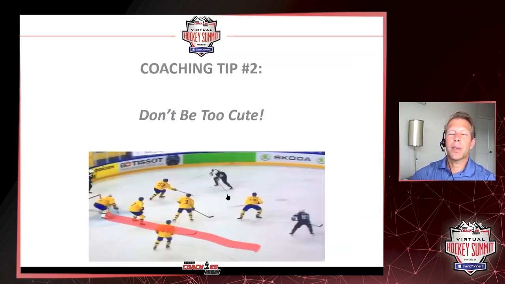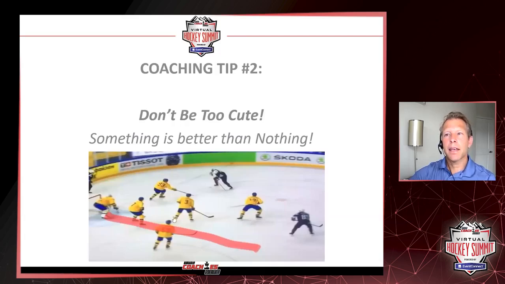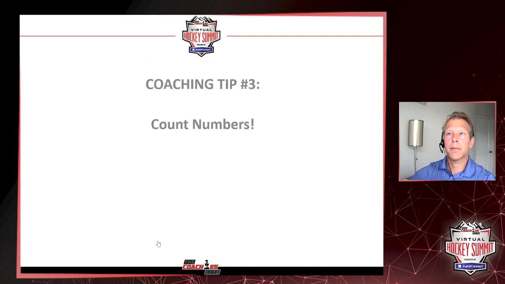Coaching tip number 2 is don't be too cute. Yes, a pass across the slot line is a great opportunity, but when you're having 5 guys like this taking away that cross ice pass, it's not a good one. So I say something is better than nothing. When you face something like this, maybe find screens, maybe make the goalie move, shoot, and have guys attack for the rebound.